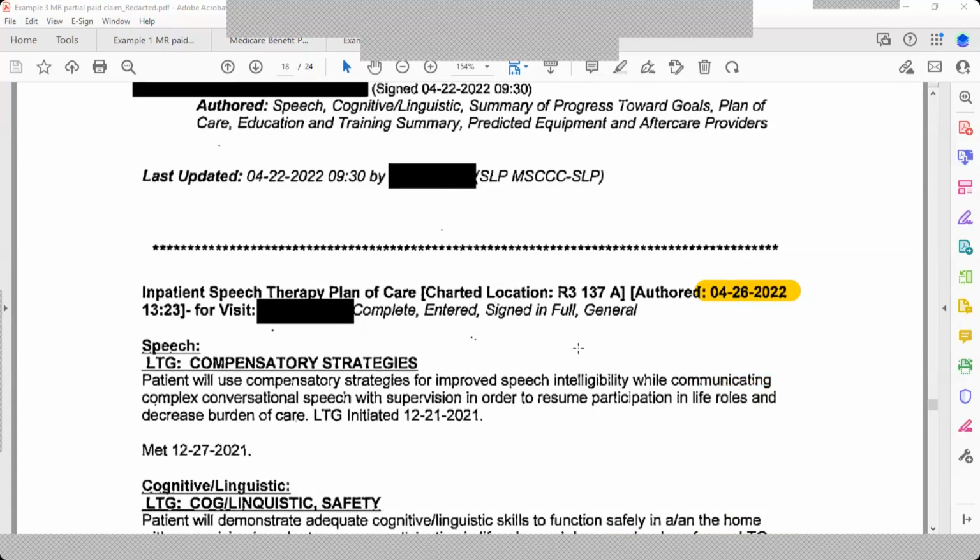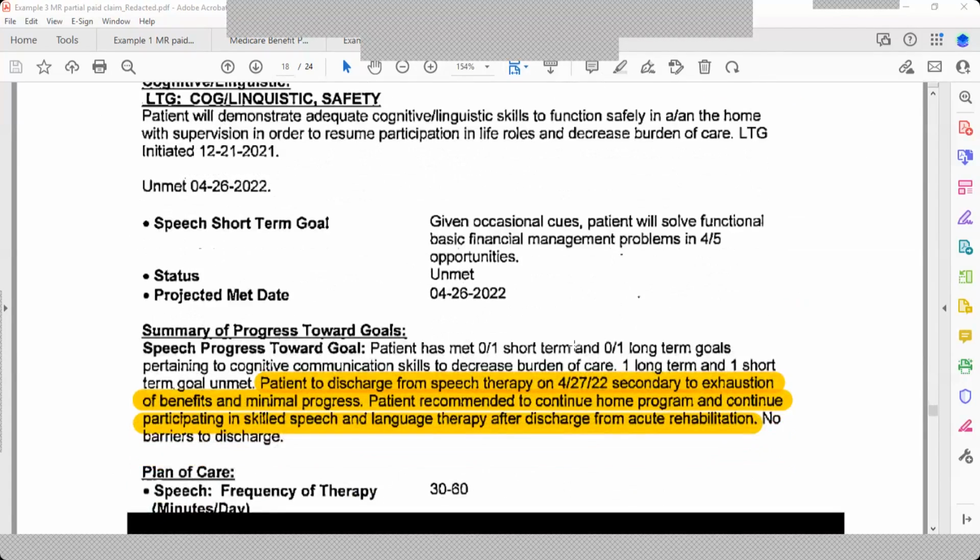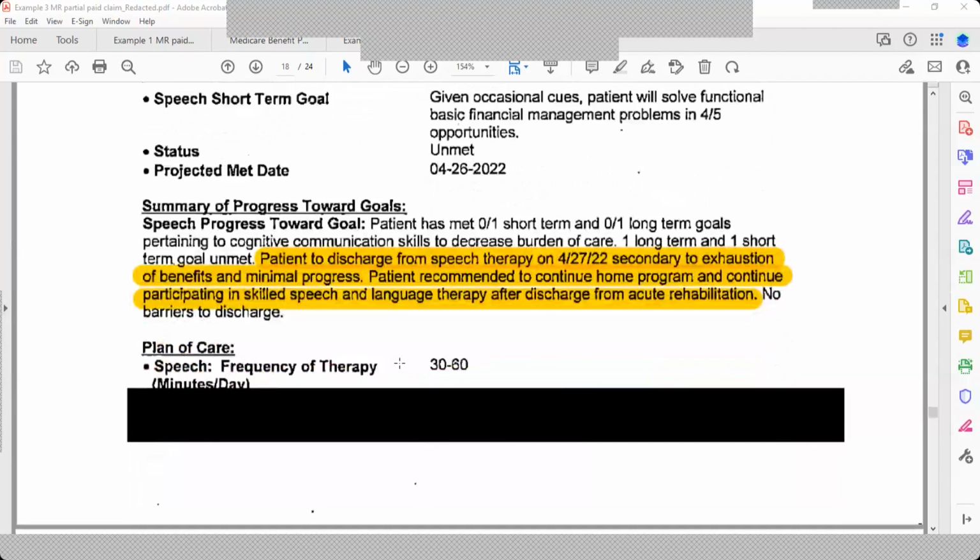Per the speech therapy note on April 26, 2022, the patient was discharged from speech therapy on April 27, 2022, secondary to exhaustion of benefits and minimal progress. The recommendation made was to continue home program and continue speech-language therapy after discharge from acute rehabilitation. No further speech therapy notes were sent by the IRF after the April 26, 2022 note.